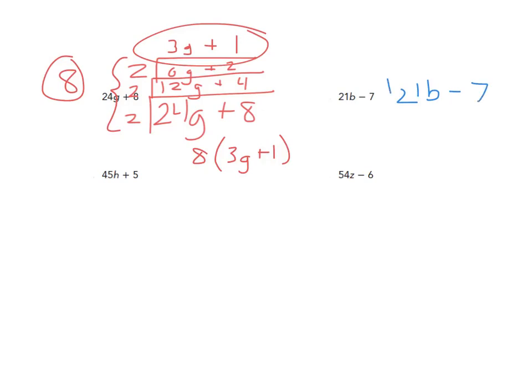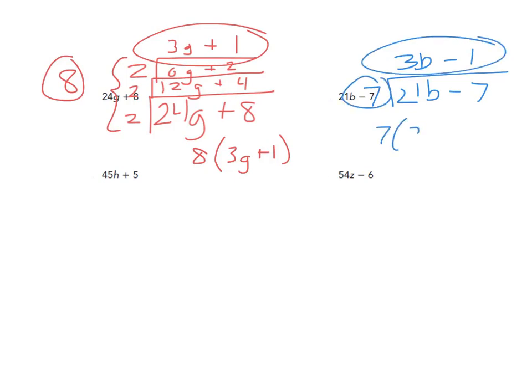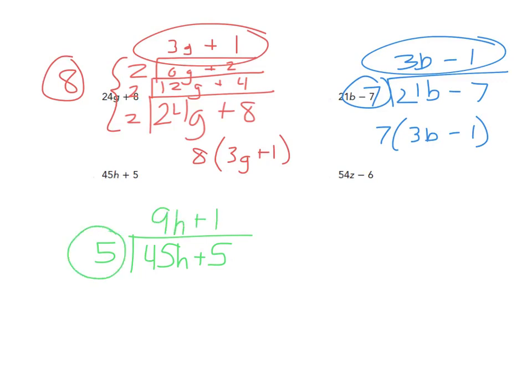If I look at the next one, 21b minus 7, they can both be divided by 7. That gives me 3b minus 1. I think that's it. 7 groups of 3b minus 1, so that's 7 times 3b minus 1. Then 45h plus 5. If I take 45h and 5, and think what can divide into both of them, clearly 5 works. That gives me 9h plus 1, and I don't think I can do a whole lot else there. That's it. 5 groups of 9h plus 1, so that's 5 times 9h plus 1.